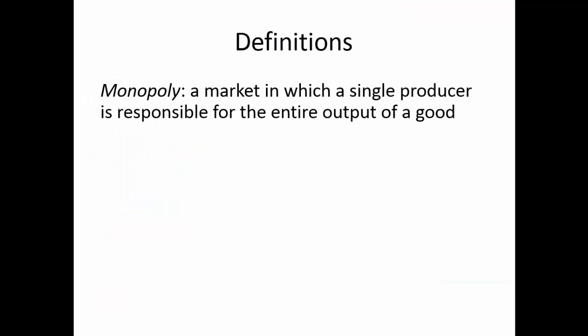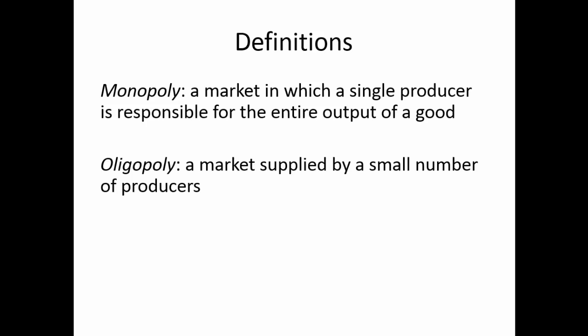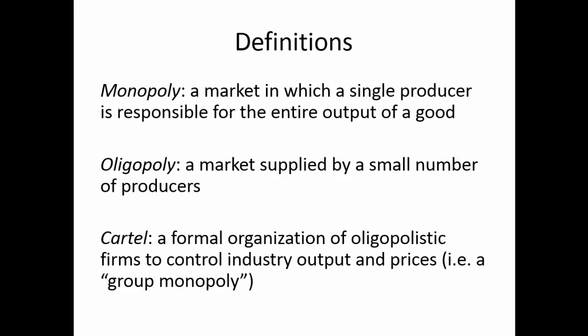Monopoly is a market in which there's a single producer of the product, and situations in which there really is only one producer of a product are actually somewhat rare. We do nonetheless see markets in which there is a single dominant producer that might have some degree of monopoly power, or we see situations where there's oligopoly, which is a market supplied by just a small handful of suppliers. Oligopolies can act as monopolies by forming a cartel, which is a formal organization of oligopolistic players that control output and price for a particular product. They act as a group monopoly, if you will.